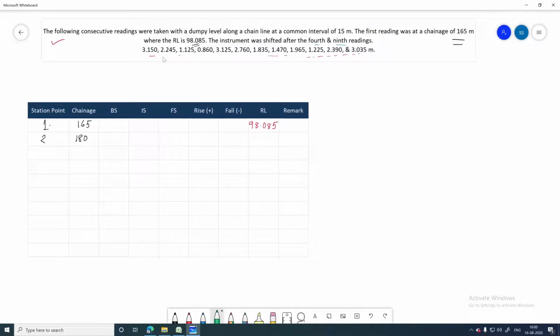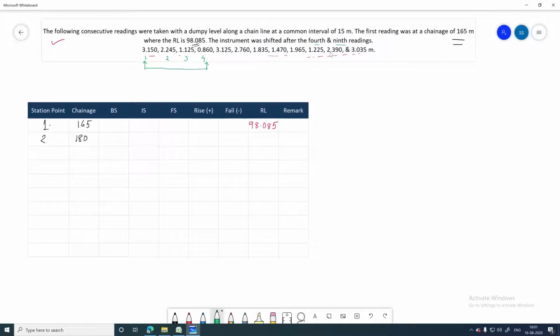So after the 4th, that means this is 1, this is 2, this is 3, this is 4. Now after the 4th reading, this 3.125 is a reading which is taken from another instrument station, right? So from the first instrument station we have taken only up to these values.